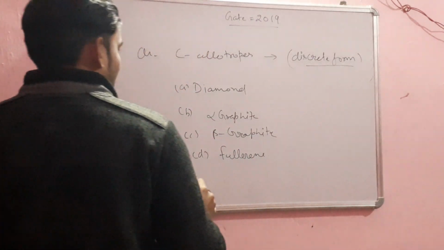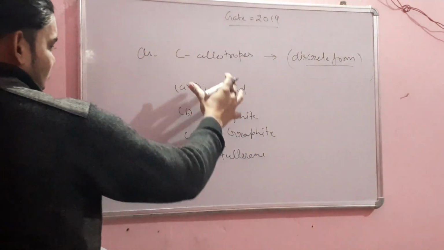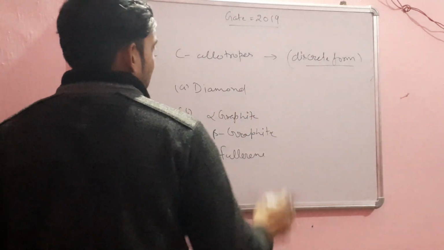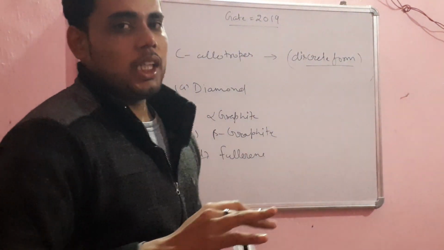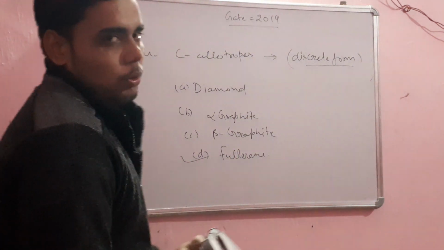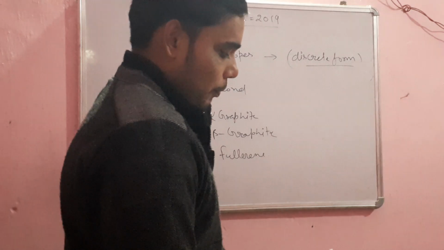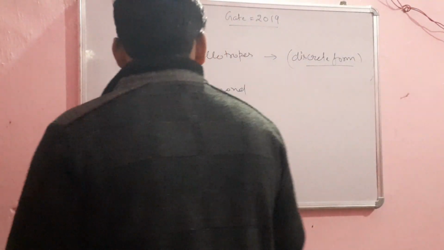So when you have read about it, fullerene is the type of carbon allotrope which is in the discrete form. Diamond has a proper structure, graphite is in the form of layers. So that's your correct option, fullerene, which is present in the discrete form. The next and the last question is from relations.